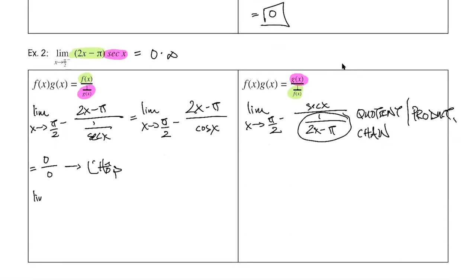And so that means we're going to take the derivative of the top, which is just going to be 2, and the derivative of the bottom, which is negative sine. And when we plug in pi over 2 at this point, we'll end up with 2 over negative 1, or negative 2 as our answer. Okay? So if we look at this graph of 2x minus pi times secant, and we see what happens when x gets really close to pi over 2 from the left, the y value should get really close to negative 2.